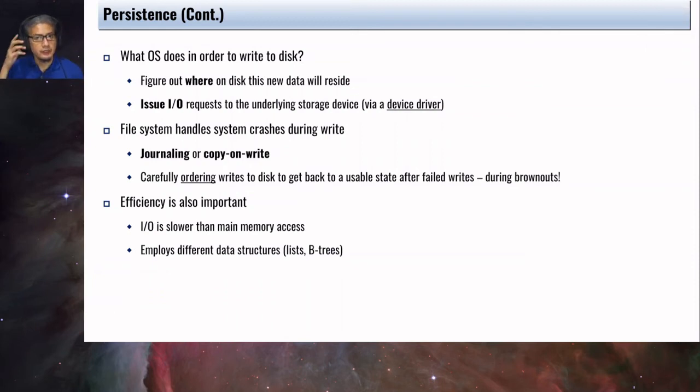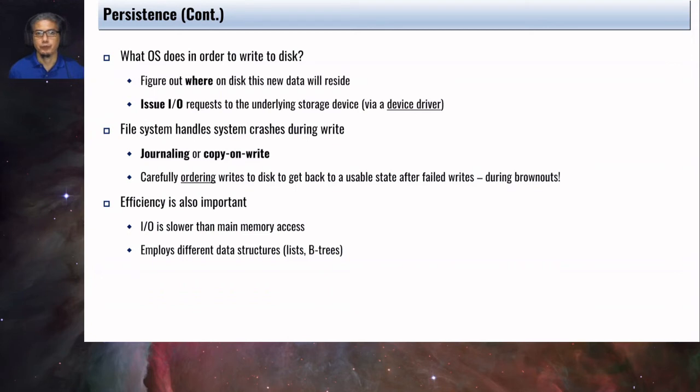The device driver is the one that directly communicates with the disk controller to issue the IO commands. During this operation, it's possible that certain events might happen that will corrupt whatever data is being written to the secondary storage device or the disk. So most file systems implement a form of recovery mechanism, for example journaling or copy on write. This carefully reorders the writes to the disk so that in case there is a failure, the contents can still be recovered.